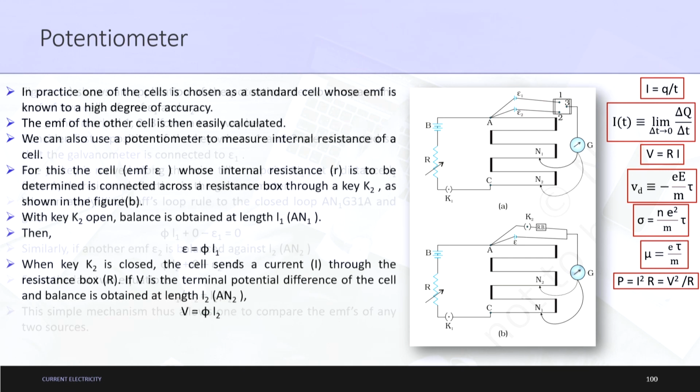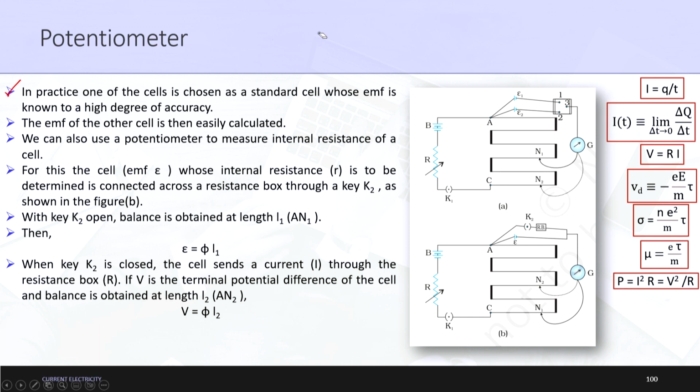Okay, let us move on with the further discussions. In practice, one of the cells is chosen as a standard cell whose EMF is known to a high degree of accuracy. So basically, now that epsilon 1 is known to us, we are trying to find the value of the unknown epsilon, epsilon 2, let us suppose.